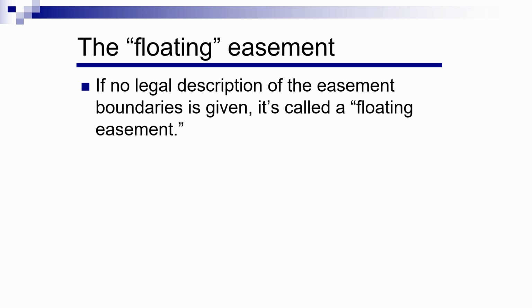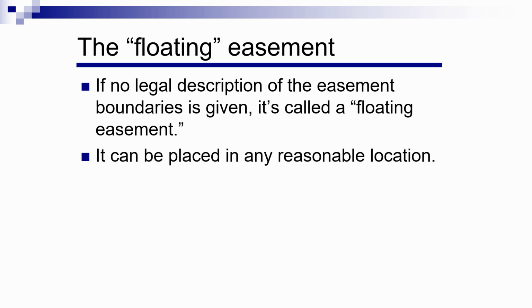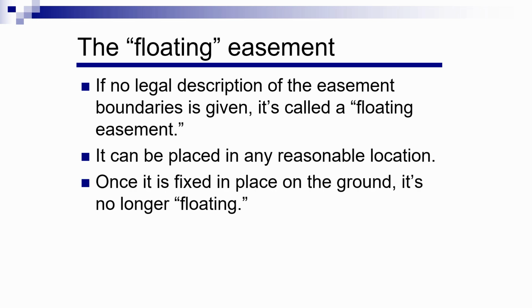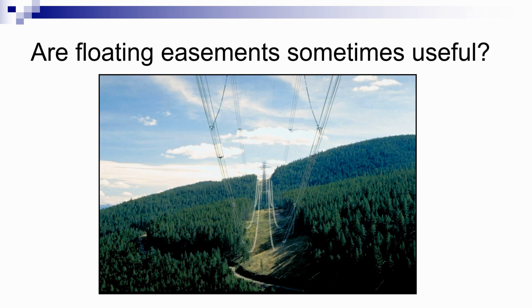Now, if no legal description of the easement boundaries is given in the document, we call it a floating easement. And a floating easement can be put anywhere on the servient land that's reasonable. It's up to the dominant landowner to decide where to put it and place it on the servient land. However, once it is fixed in place on the ground, it's no longer floating, and the courts will treat that location as its permanent location.